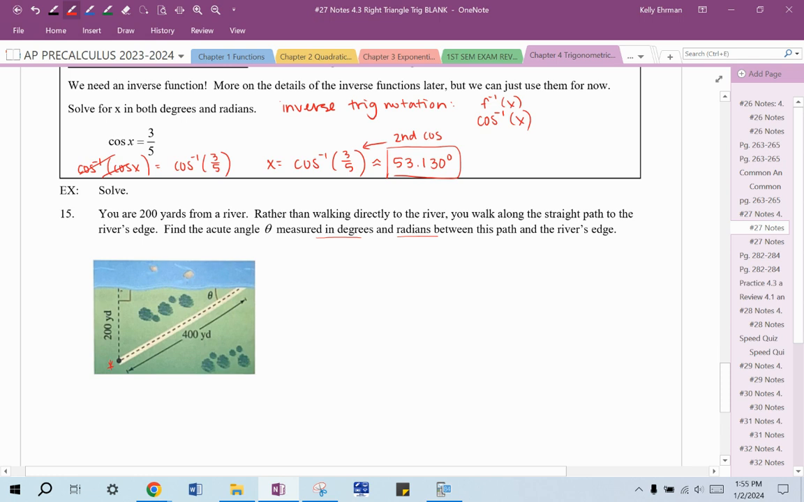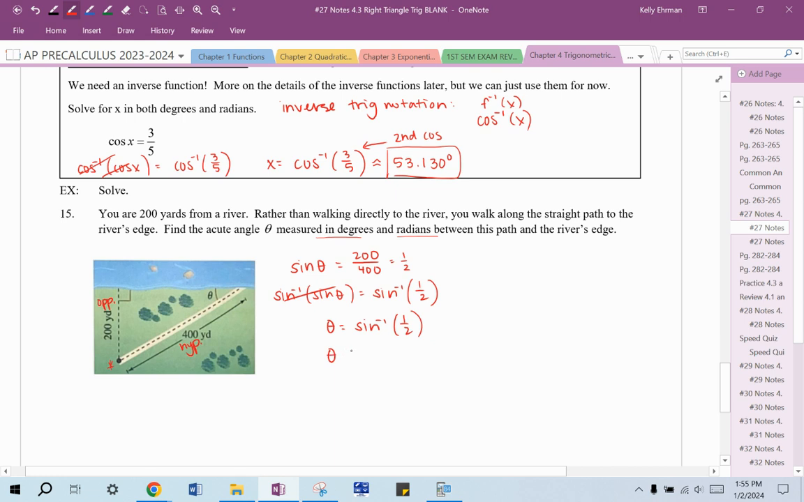So let's see. We have a right triangle here. 200 is the opposite leg. 400 is the hypotenuse, right? Because it's not one of the legs. It's not on the 90 degrees. And we're trying to find theta. So because we have opposite and hypotenuse, we're going to set up sine theta equals 200 over 400. To get rid of the sine theta, I'm going to inverse sine both sides. 200 over 400 is just 1/2, right? So theta equals the inverse sine of 1/2.